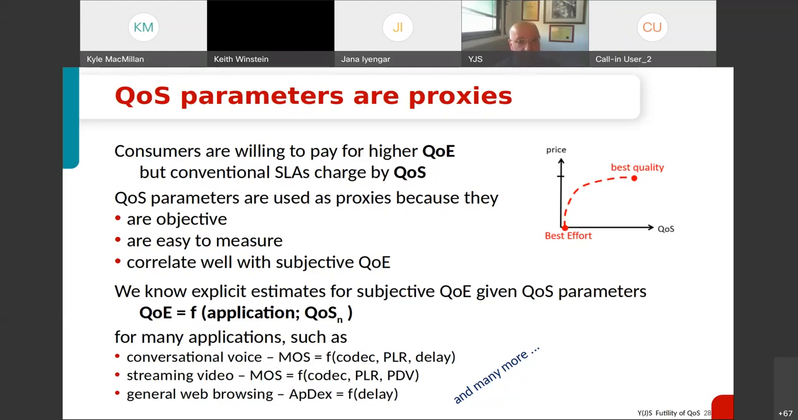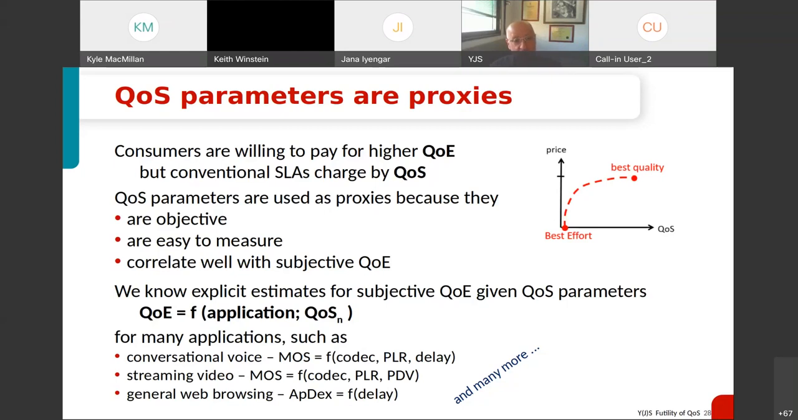And the reason that's important is that people obviously are willing to pay for quality of experience. People have gotten used to not paying for best effort services. You get Skype and free email from Gmail, et cetera. All these services come free if there's no guarantees, but if you have the best quality, you're willing to pay a lot for it, and there's some kind of interpolation in between those.